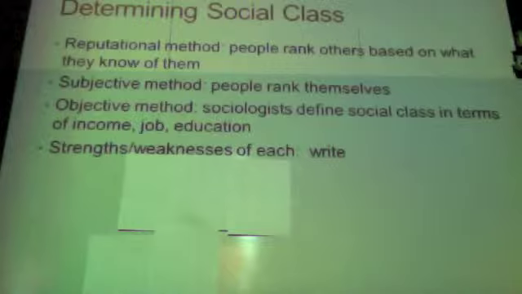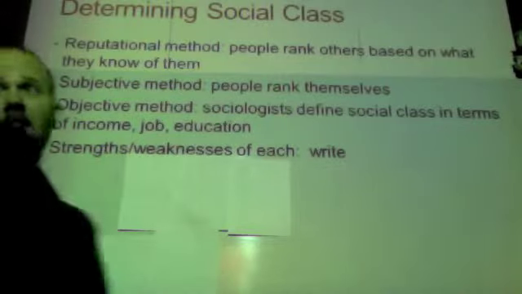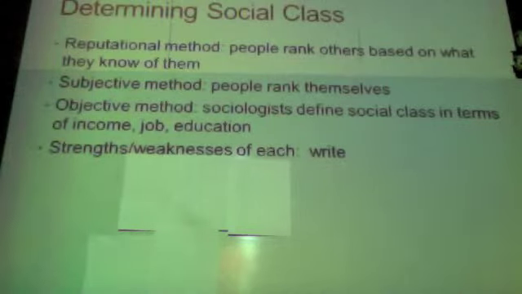Are you a high school dropout? Do you have a high school diploma? Do you have your GED? Do you have an AA degree, a BA or BS? Do you have a master's, a PhD? What level of education you reach? All of those combined get put together by sociologists to figure out what social class you belong to.